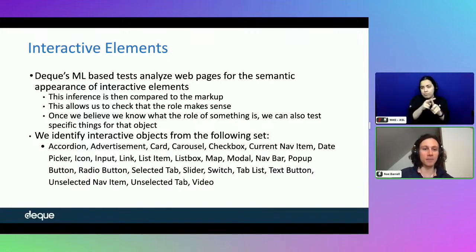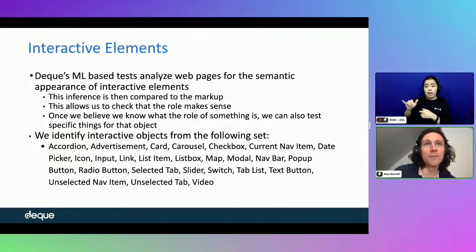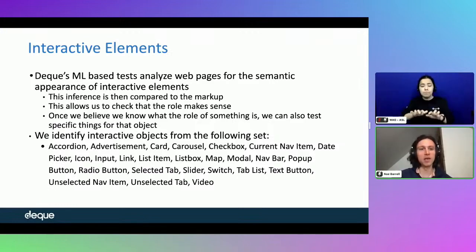So one of the first examples of how we use this in the real world is in our interactive elements tool. Our machine learning based interactive elements tests actually analyze web pages on their visual appearance, and check that the semantic role of objects on the web page matches what the machine learning thinks it is. Just like a visual user would look at a page and see, okay, here are the submit buttons and the inputs, our machine learning is able to do that. And then we take this inference and we compare it to the markup, and this allows us to check that the role that is there makes sense.